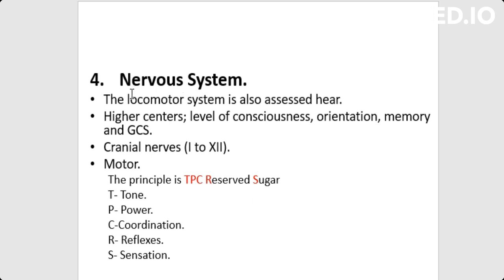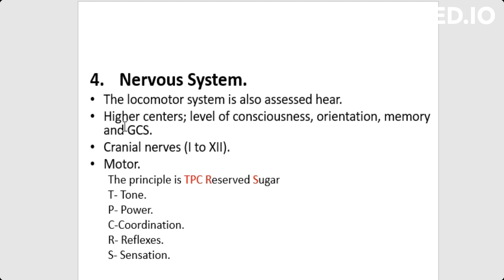And lastly, moving to the nervous system. Here, when you examine the nervous system, it means that you are also examining the locomotor system, because you cannot assess the coordinators such as the brain without assessing the effectors, which are the muscles.